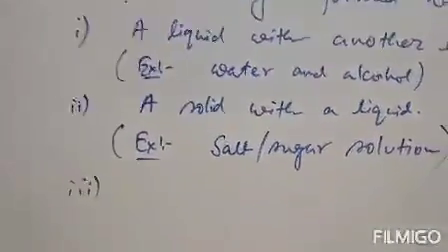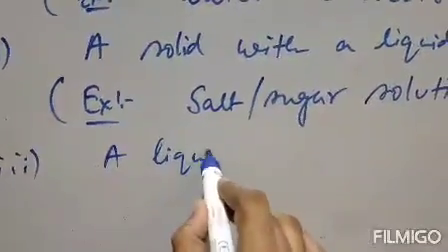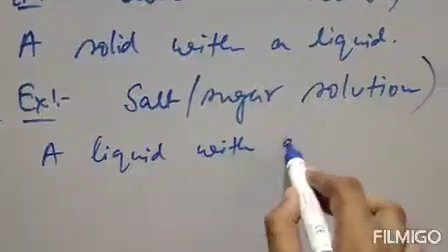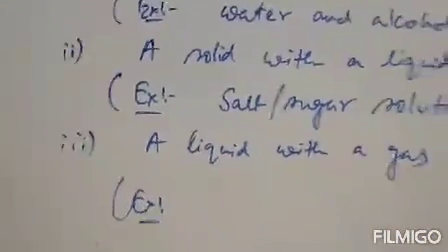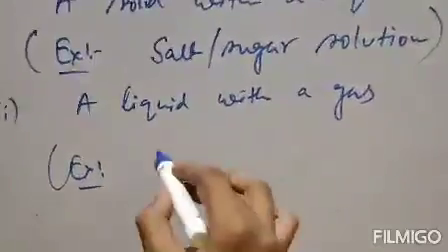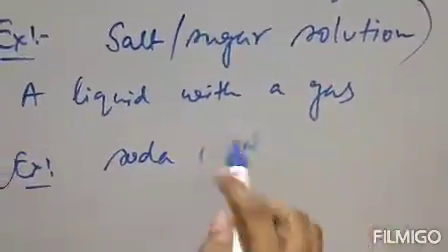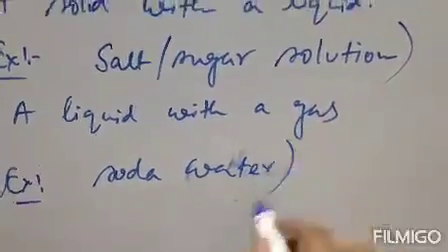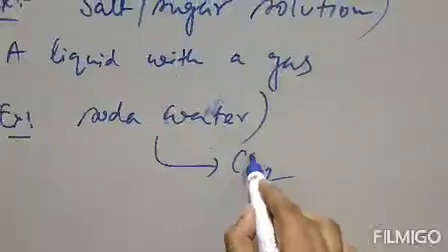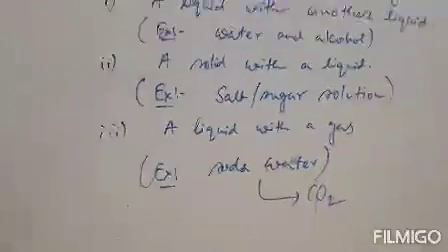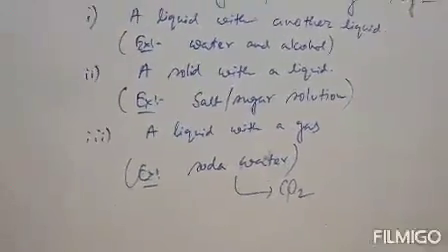Third category, a liquid with a gas. If we are mixing a liquid with a gas, then also a solution can be formed. For example, soda water, a liquid and a gas. Here the gas involved is carbon dioxide. Clear? So soda water is an example of a solution formed by mixing a liquid with a gas.